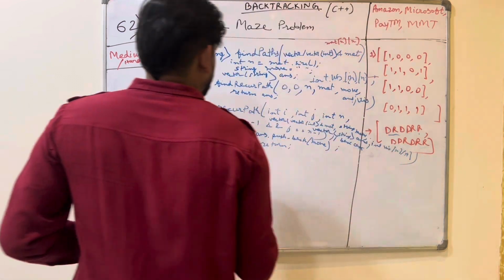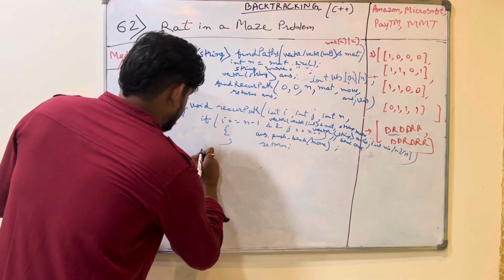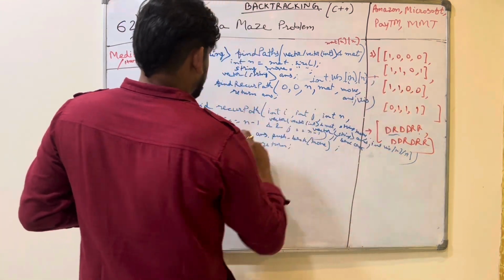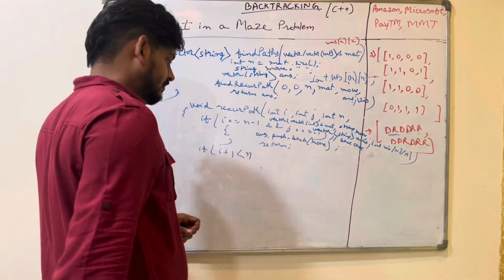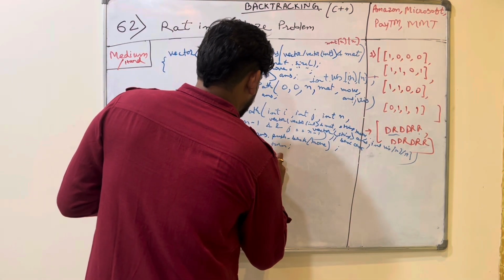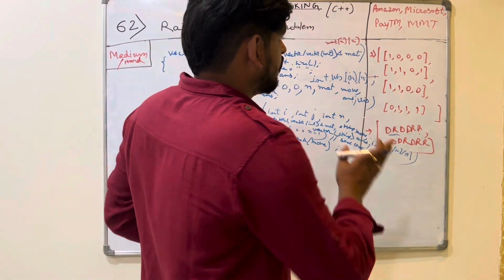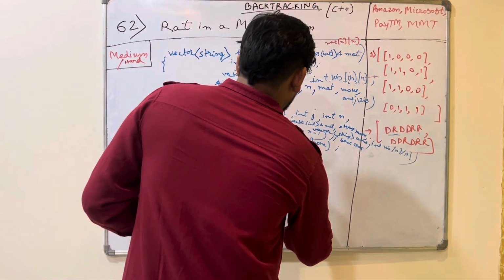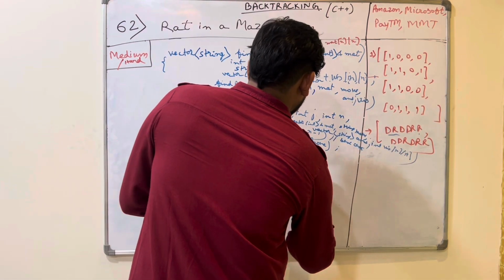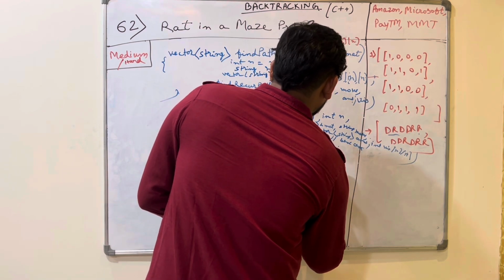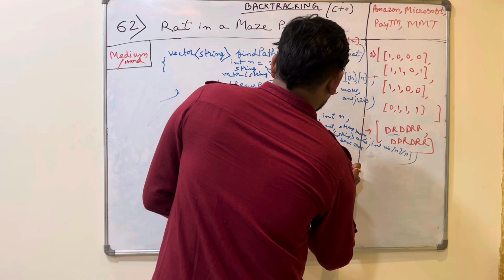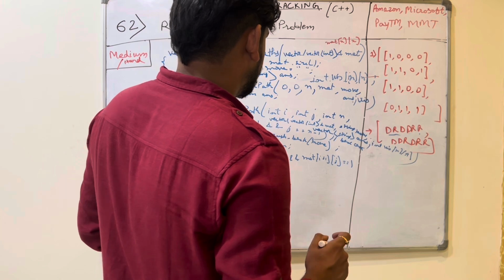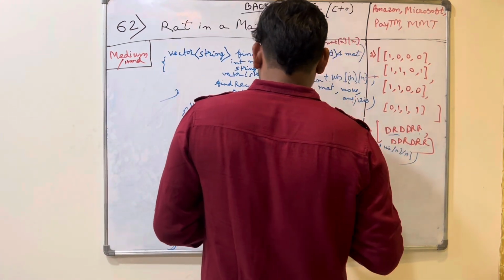Fine. So once this is there, now we will write the condition: if i plus 1, from 0 it will start, is less than n and j is less than n, so we are going towards the right. The row we are moving. So this is right, and matrix i plus 1 j equal to 1. If i plus 1 and matrix i plus 1 j is equal to 1, then what do we do?